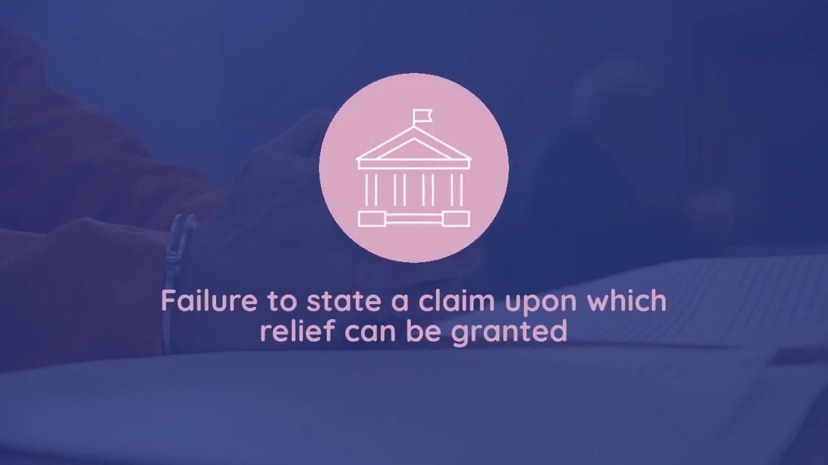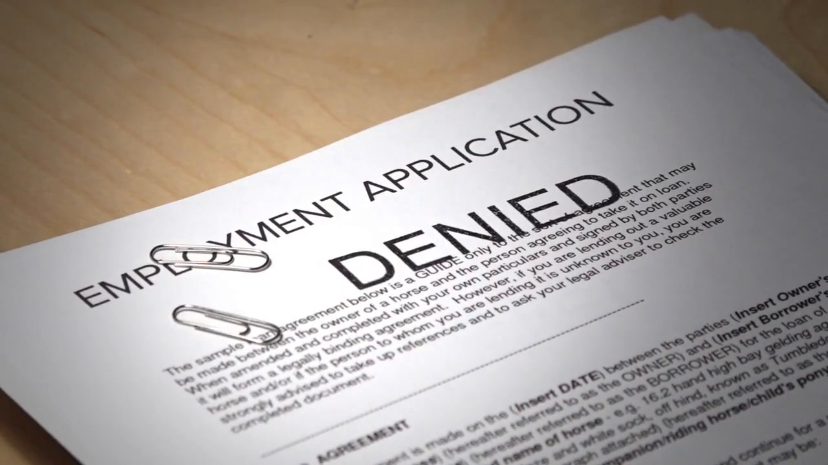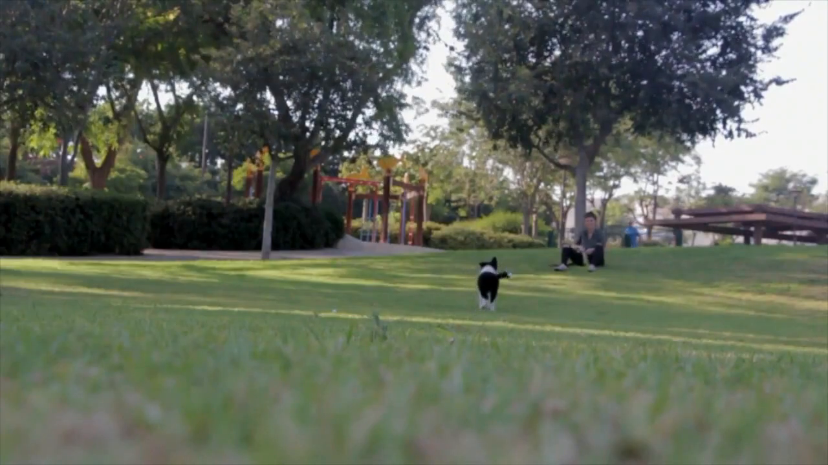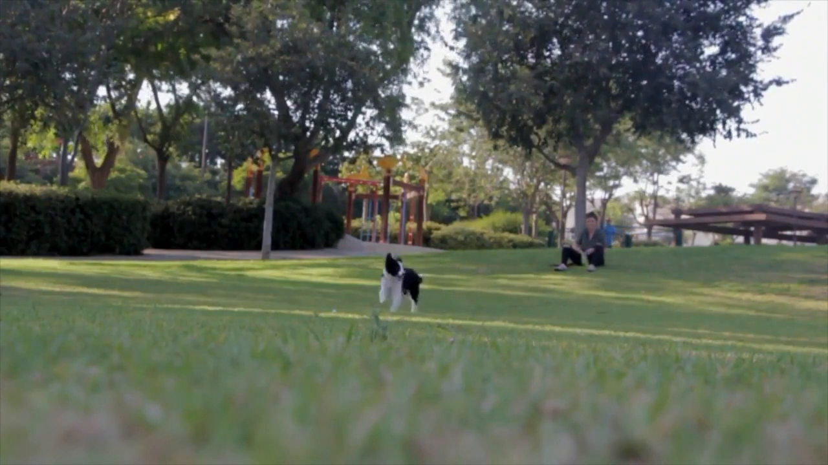A third, more technical reason is failure to state a claim upon which relief can be granted. This basically means that even if everything the petitioner wrote in their court papers is true, there's no legal basis for their request. For instance, if someone filed for child support for a dog, a court would dismiss it because the law doesn't provide for that.